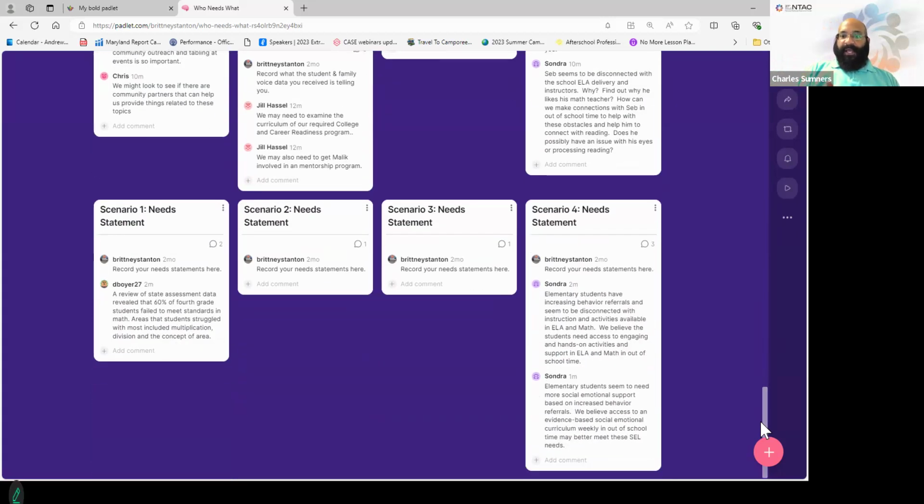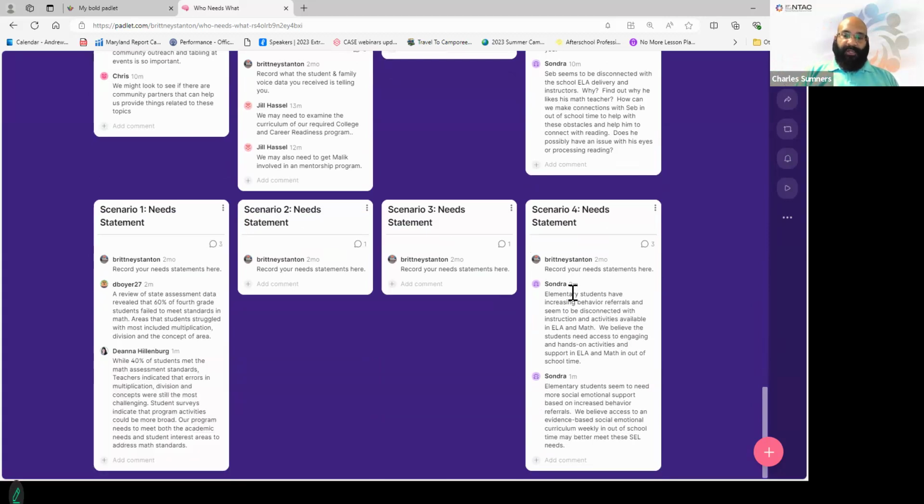And Sandra here has: elementary students have increasing behavioral referrals and seem to be disconnected with the instruction and activities available in ELA and math. We believe the students need access to engaging and hands-on activities and support in ELA and math in out of school time. And we also have: elementary students seem to need more social emotional support based on increased behavioral referrals. We believe access to evidence based social emotional curriculum weekly in out of school time may better meet the SEL needs. Oh, and we have Sarah too. Additionally, culturally relevant and differentiated ELA and math activities.